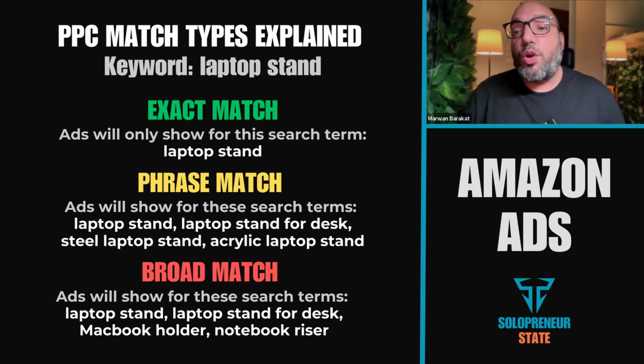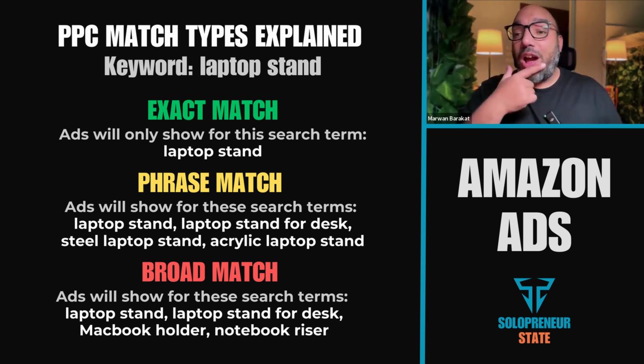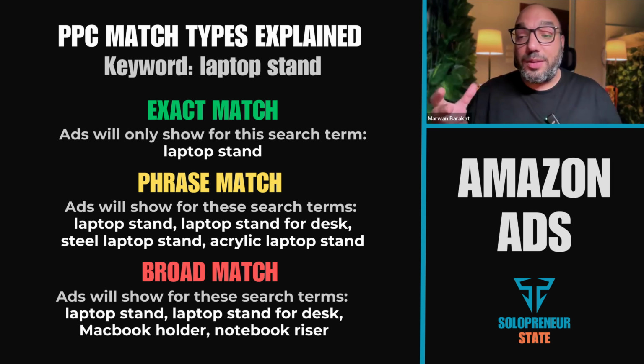The third one is broad. Broad is the worst and the broadest, right? So broad, you're basically giving Amazon the freedom to go ahead and show your ads for any keywords that they think is relevant to that search term. So for example, a laptop stand in broad will show for laptop stand for desks. This is a phrase match. It will also show for laptop desk stands.